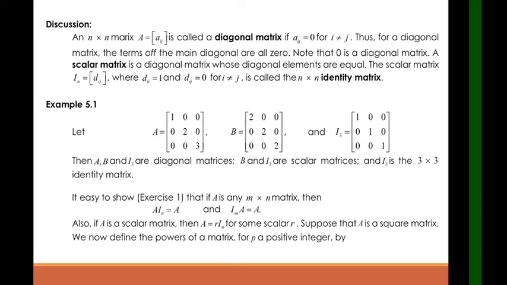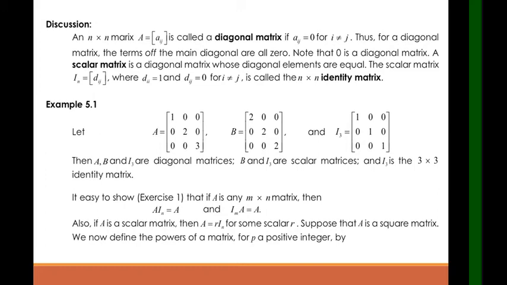A scalar matrix is a diagonal matrix whose diagonal elements are equal. The scalar matrix I sub n is equal to the square bracket of d sub ij, where d sub ii is equal to 1 and d sub ij is equal to 0 for i is not equal to j, is called the n by n identity matrix. Now, to understand it, let's have an example.